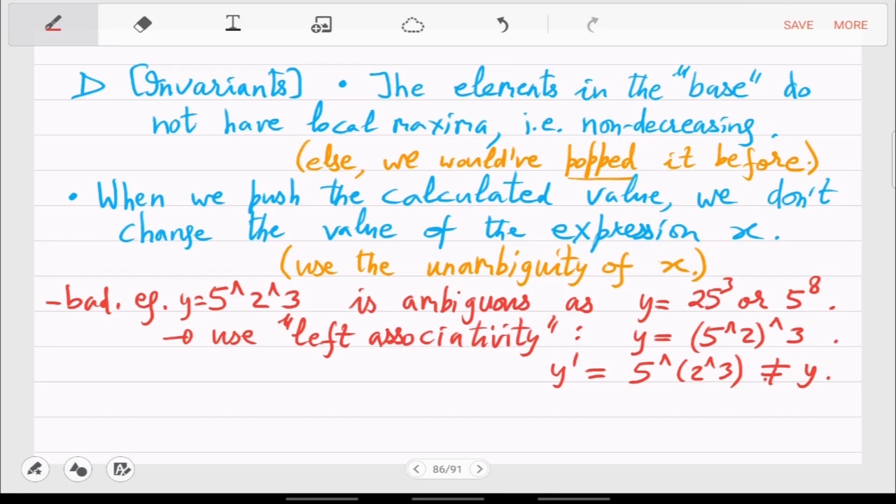Okay, so that goes inside the proof of your stack implementation for expression evaluation. Any questions?